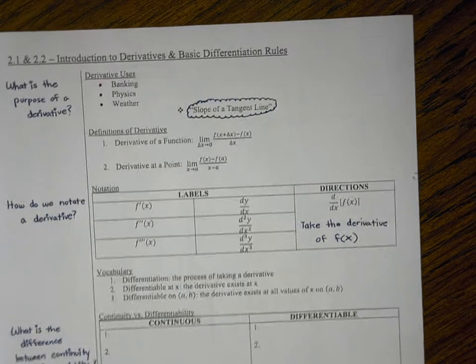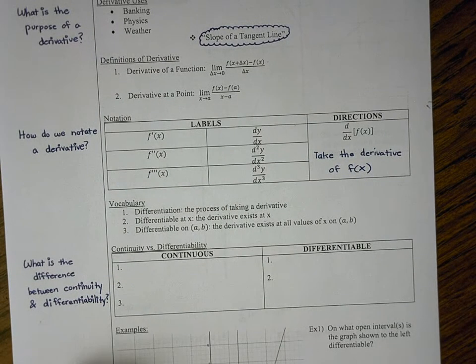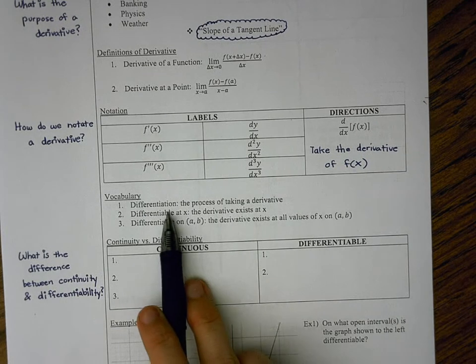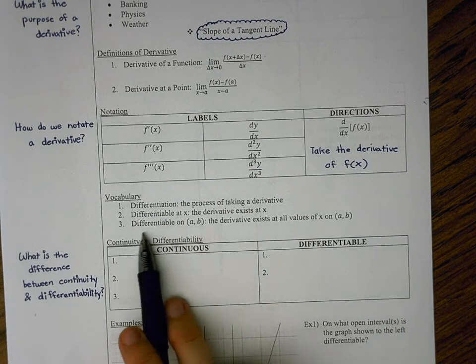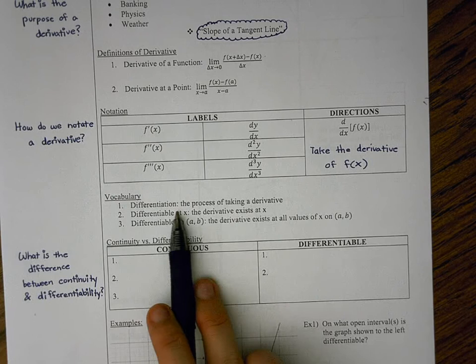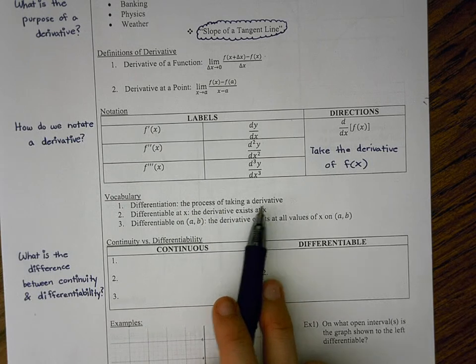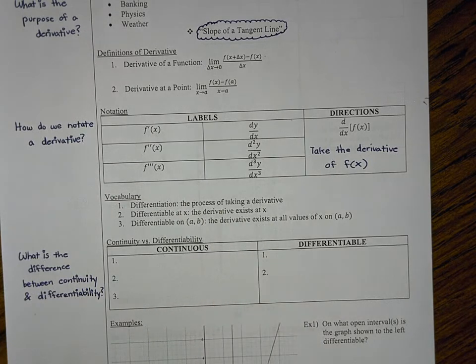Okay, some vocabulary getting us into the difference between continuity and differentiability. Differentiation, differentiable at x, differentiable on AB. Differentiation is the process of taking a derivative. It means that I can find the slope at points along my given function, right? I'm able to do it.